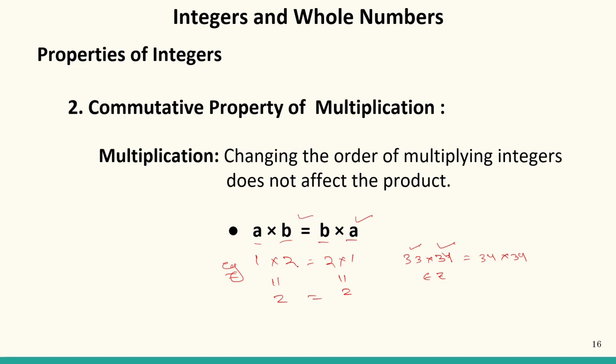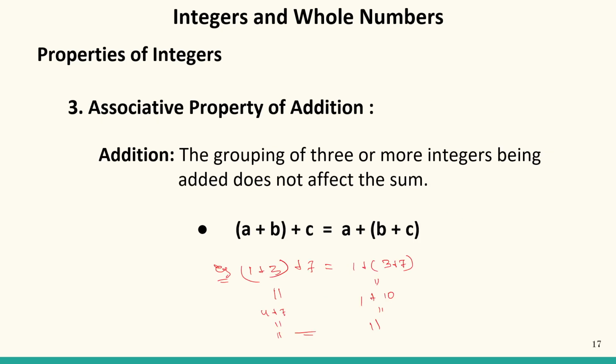Here you can see that 1 into 2 is equal to 2 into 1, so 2 is equal to 2. Another example was 33 into 34 is equal to 34 into 33. Okay, so we can go to the next property, that is the associative property of addition.